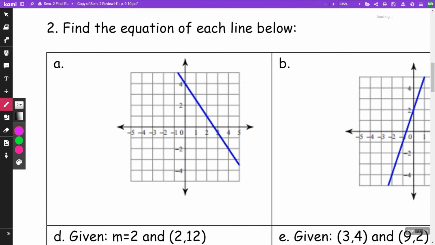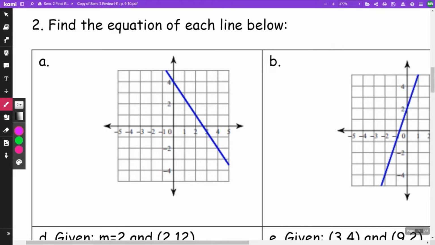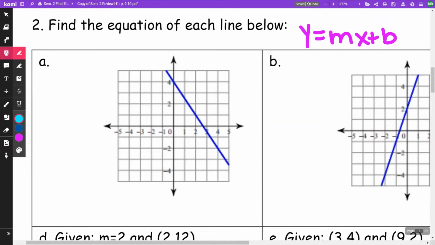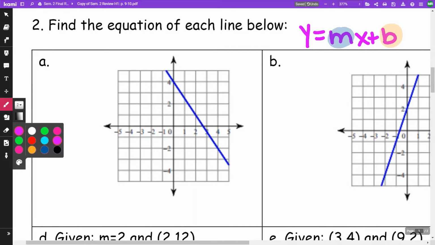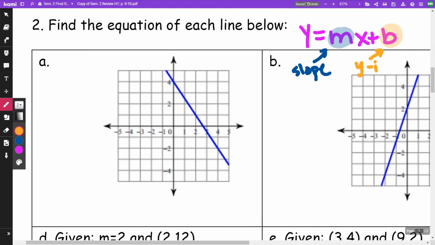On number 2, we want to write the equation. Now, the equation of the line is y is equal to mx plus b, where m is our slope and b is our y-intercept. So let me just write that down. So m is slope and our b is our y-intercept. So I want to find my y-intercept. My y-intercept in this case is going to be 4.